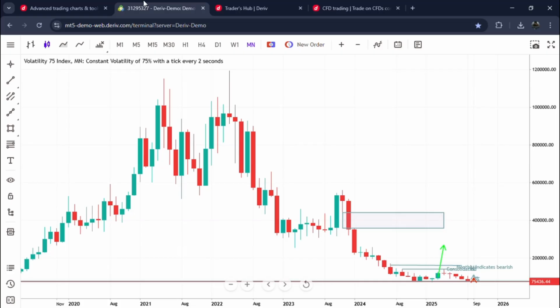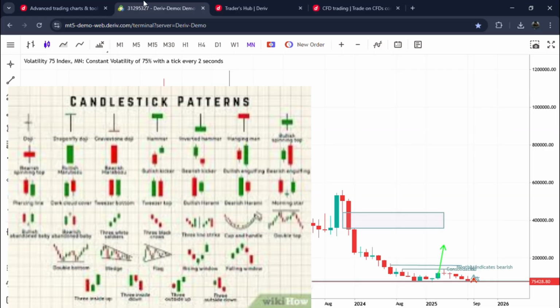Top-down analysis can be used to identify different things. As long as you understand the market direction, you can use top-down analysis to understand break of structures, as I said earlier, change of character, and different patterns like ranges, double tops, rising and falling wedges, etc.